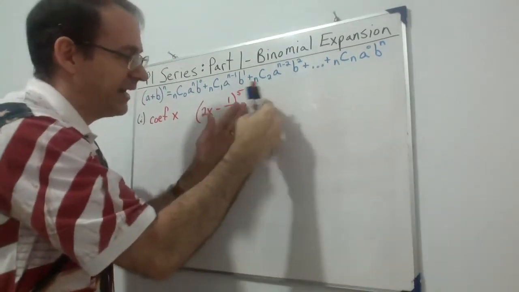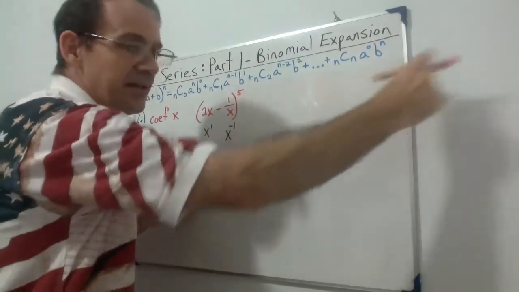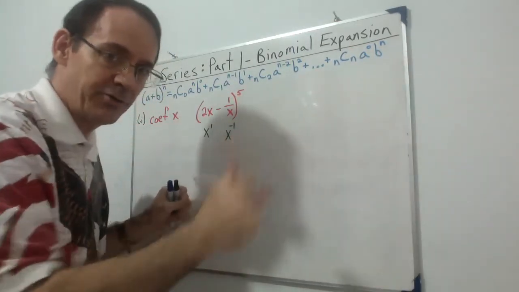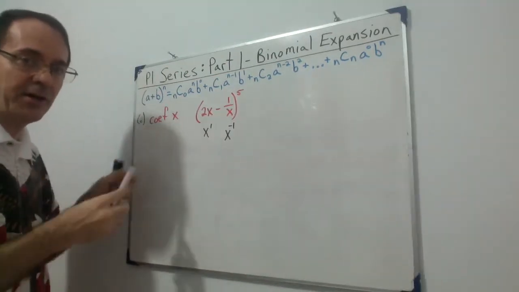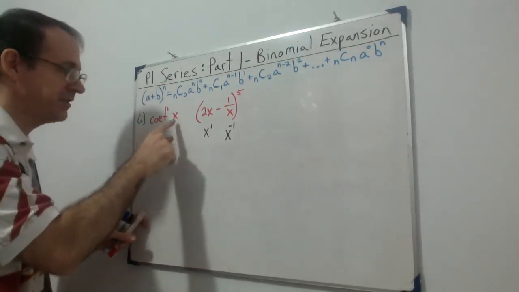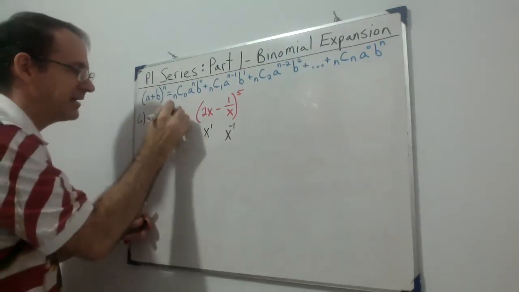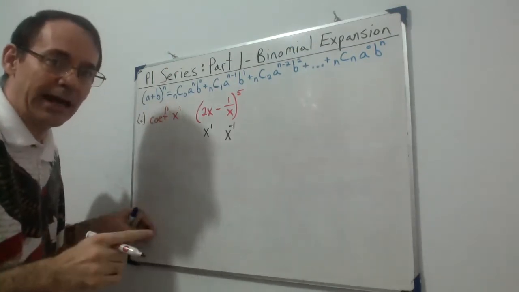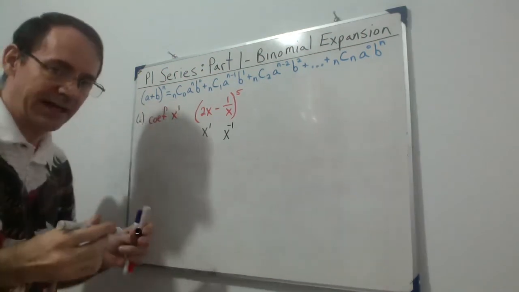Okay? Now, out of those 6 terms, remember you have 1 more term than your n. So this is going to expand into 6 terms, but we don't want to do that. We're looking for 1 term, and the term that we're looking for is the term with a coefficient of x, meaning we're looking for an x to the 1 power. Okay, x to the 1 power. This is our coefficient of x.